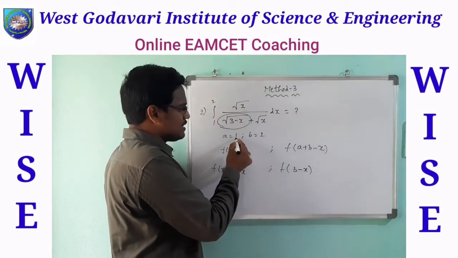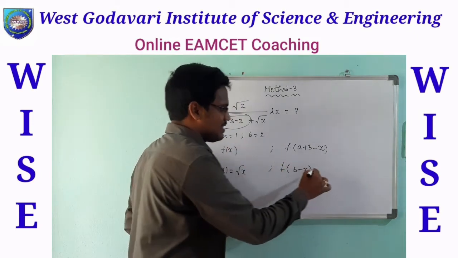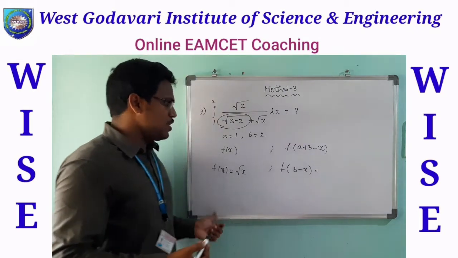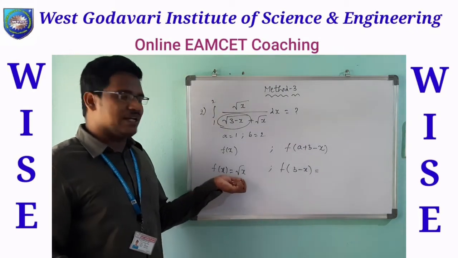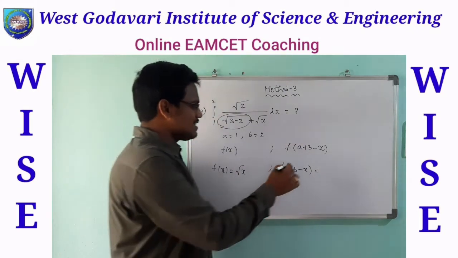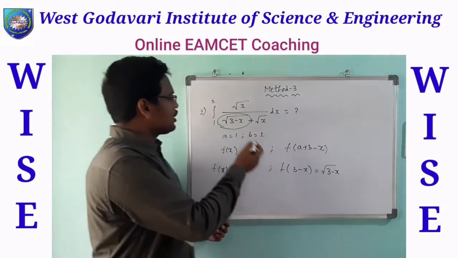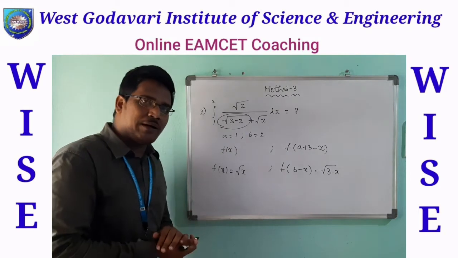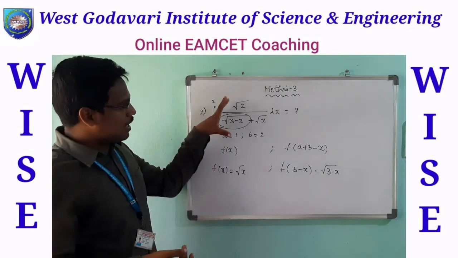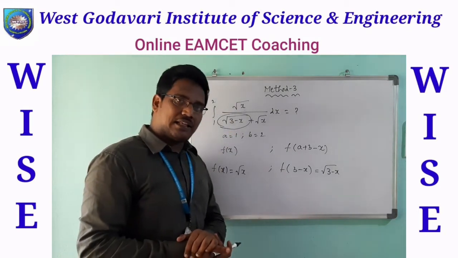So a plus b means 1 plus 2, that is equal to 3 minus x. So f of 3 minus x. So f of x is root x. F of 3 minus x is root 3 minus x. So the same function is available in our denominator term. Hence the format is suitable for our method 3.